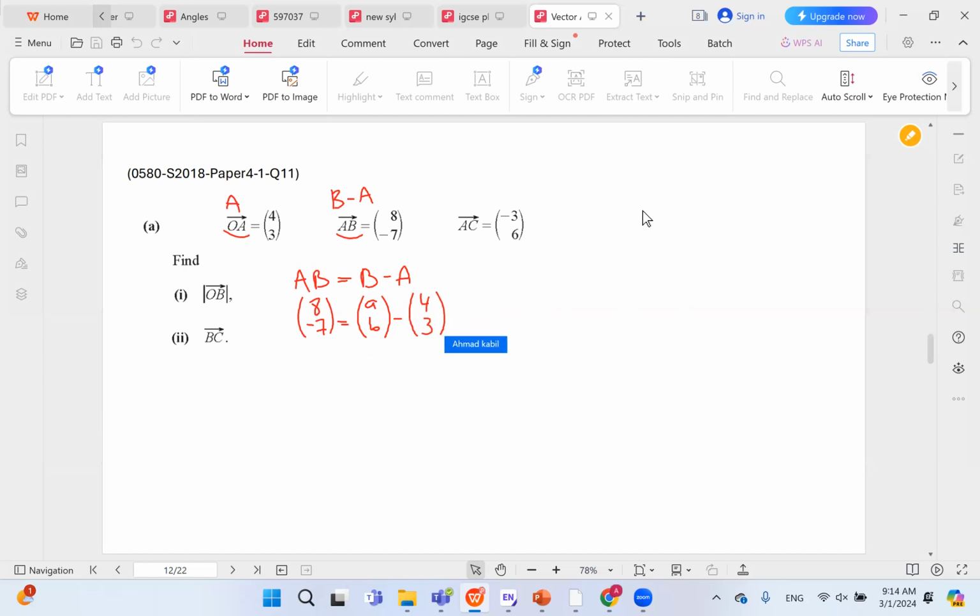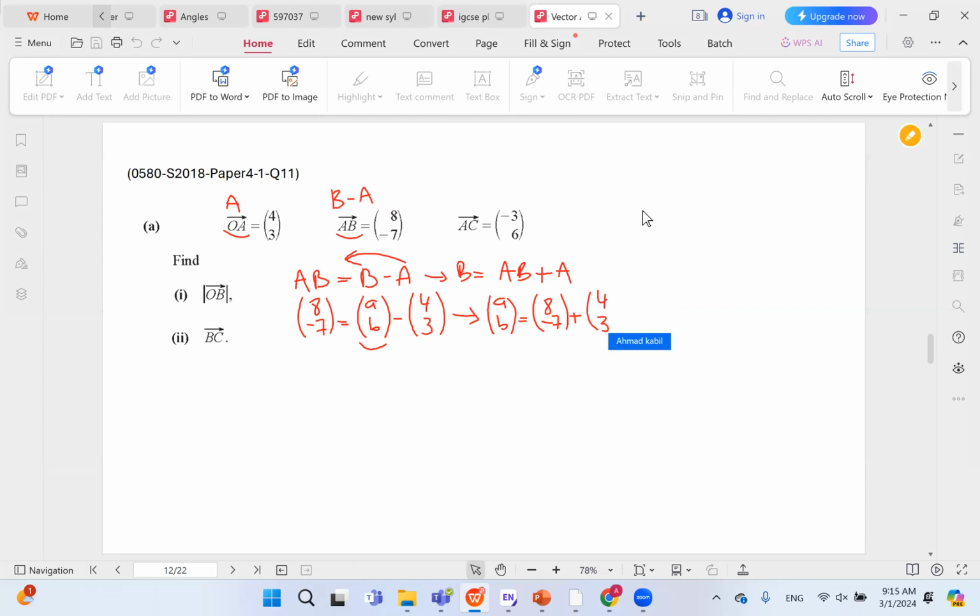Now we want to get B, so we can just take the vector to the other side as if you're taking the A to the other side. So here, this would be B equals AB plus A. And in the same sense here, let me write B as a vector. So B is A and B. This is the value of B. So let me write that down. This is equal to AB, which is 8 and negative 7, plus A, which is 4 and 3.